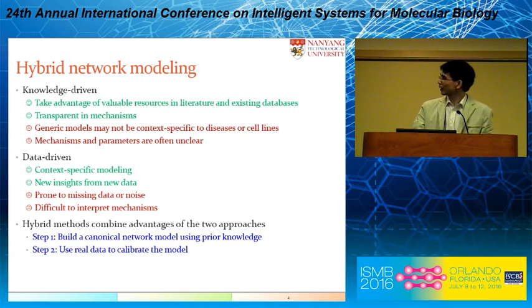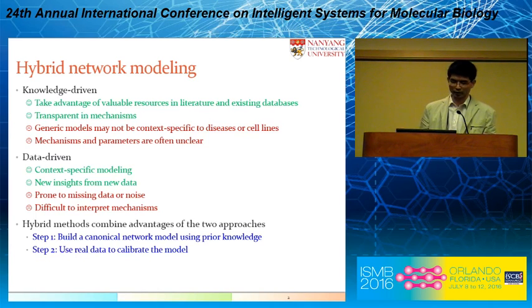However, the downside, the limitation, is that generic models based on knowledge may not be specific to the context, such as different diseases or different cell lines. Another limitation is that oftentimes the mechanism and the parameters may not be clear. So it's not easy to build a good model just based on the knowledge. That's where the data is important.